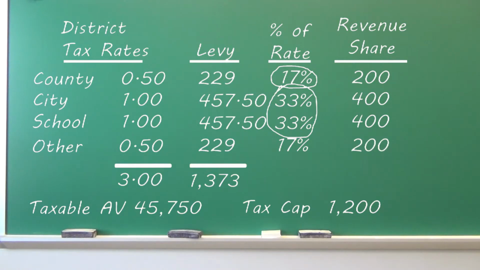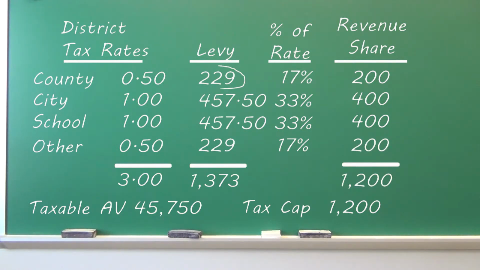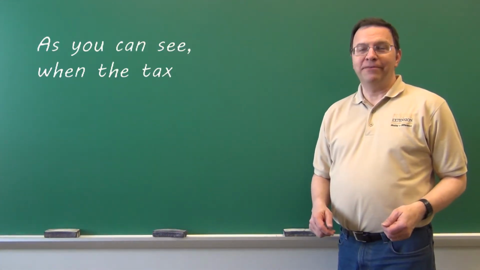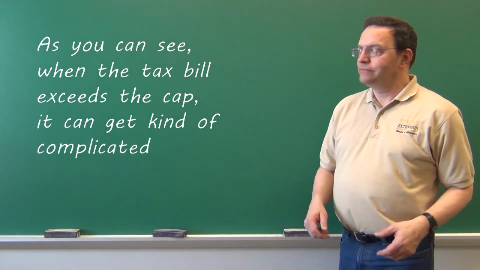The tax cap credit losses are shared among the units too. You can see that the county intended to collect $229, but only received $200. The city intended to collect $457.50, but only received $400. As you can see, when a tax bill exceeds the cap, it can get kind of complicated.